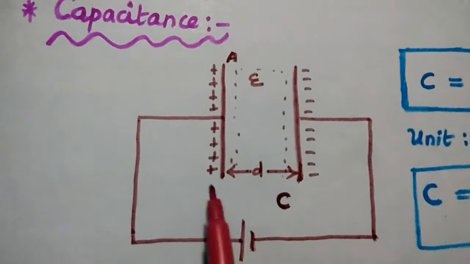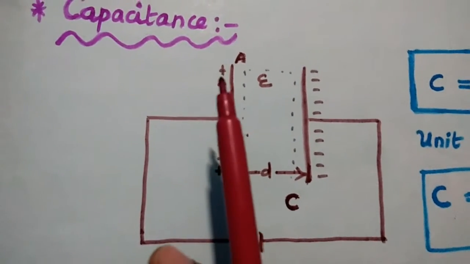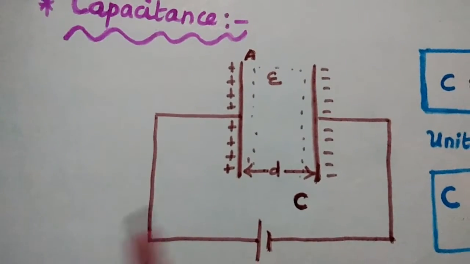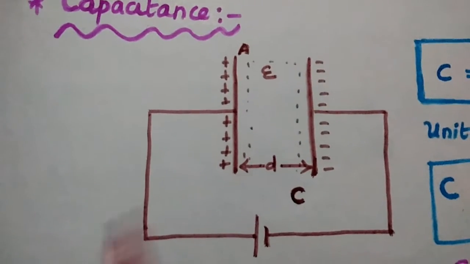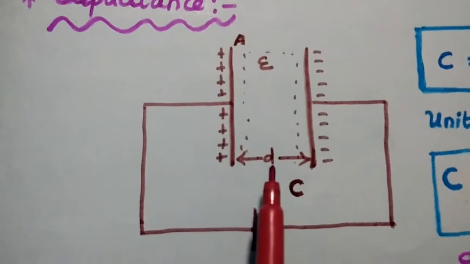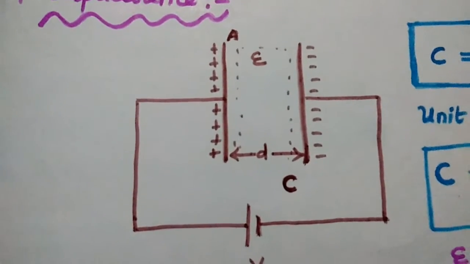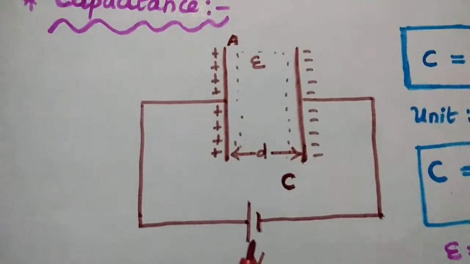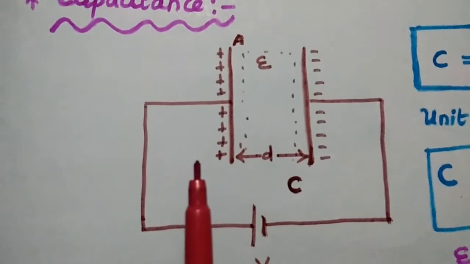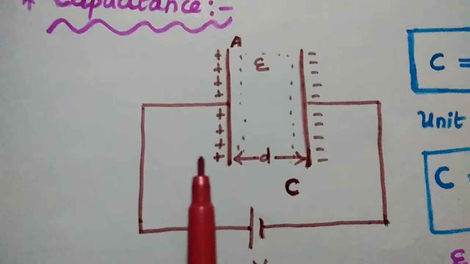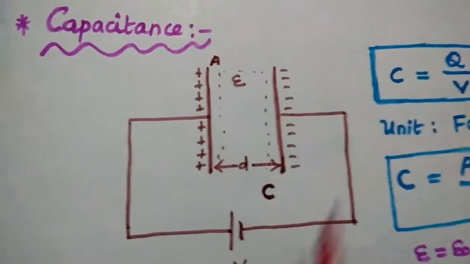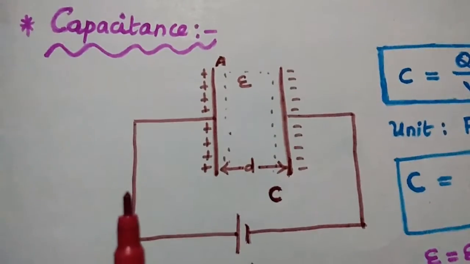A capacitor is composed of two conducting plates of area A that are separated by a dielectric medium. Its permittivity is epsilon. The distance between these two plates is represented as D. If a potential V, that is voltage, is applied across the plates, the positive charge Q is deposited on one plate and the negative charge is deposited on the other side. So this is the general construction of the capacitor.